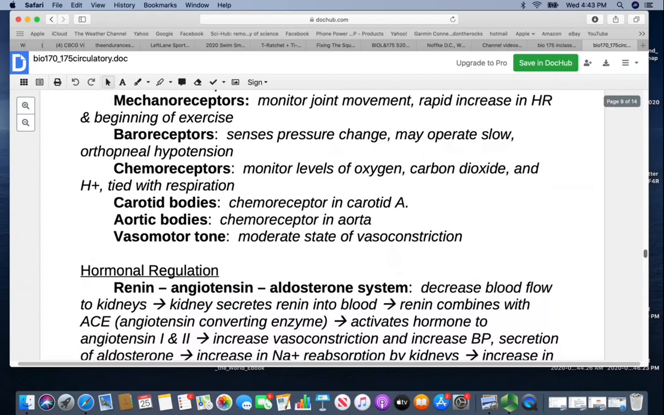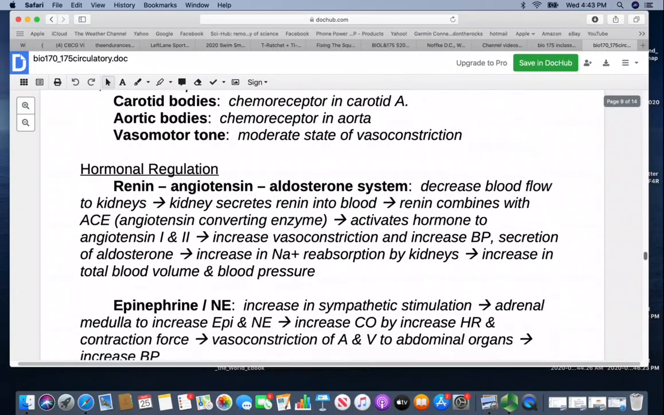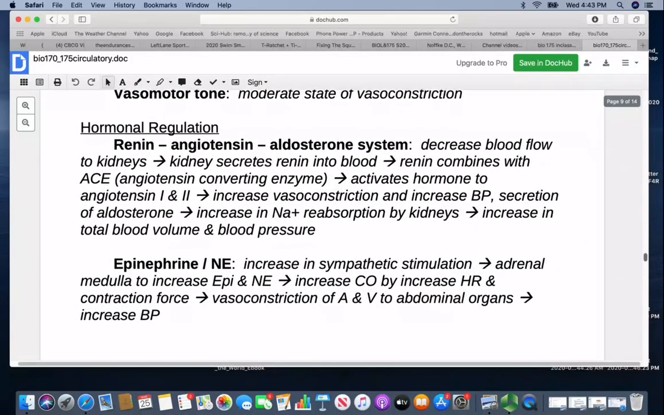So hormonal regulation. Understanding hormonal regulation is really important because a lot of how we pharmaceutically treat hypertension is by modifying hormone levels. So the renin-angiotensin-aldosterone system will work when there's a perceived decrease in blood flow to the kidneys. The kidneys will secrete renin into the blood, which is going to combine with the angiotensin-converting enzyme. This activates the hormone to become angiotensin 1 and then angiotensin 2.